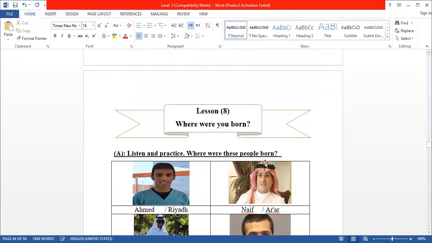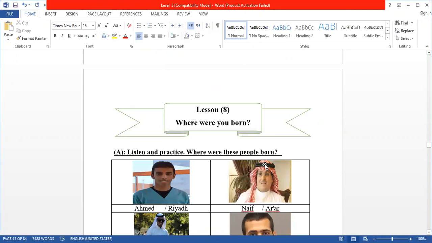Now here we have lesson 8. Where were you born? أين ولدت. The place where you were born. يعني مكان الذي أنت ولدت فيه. To be born here means to come out of your mother's body at the beginning of your life. He was born, for example, in 2002. Okay.